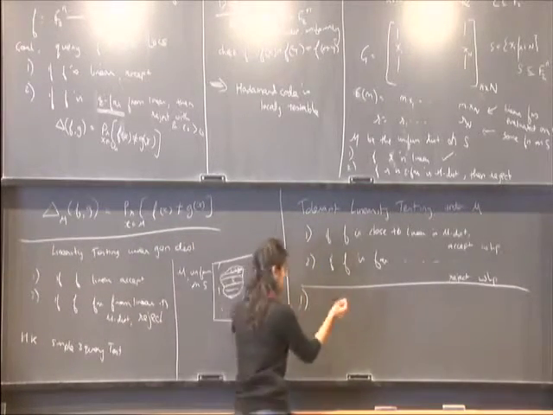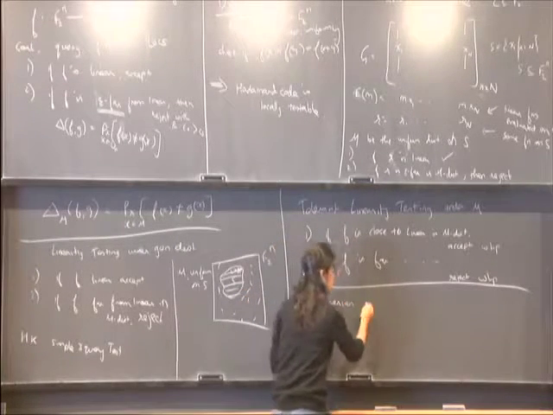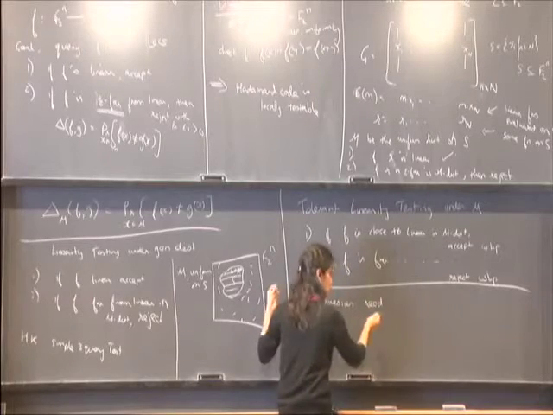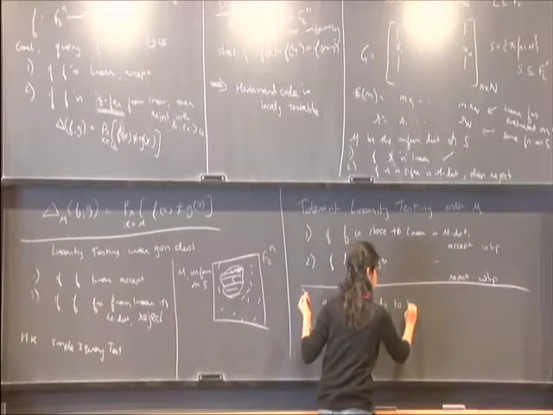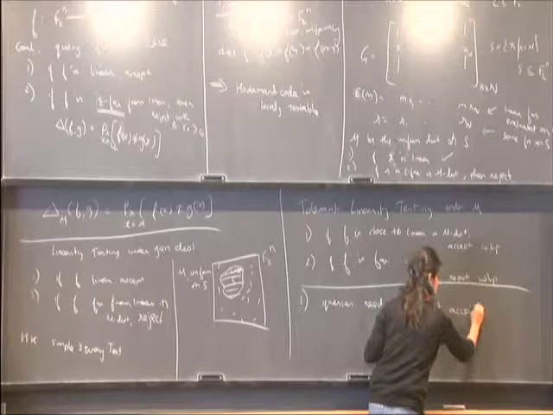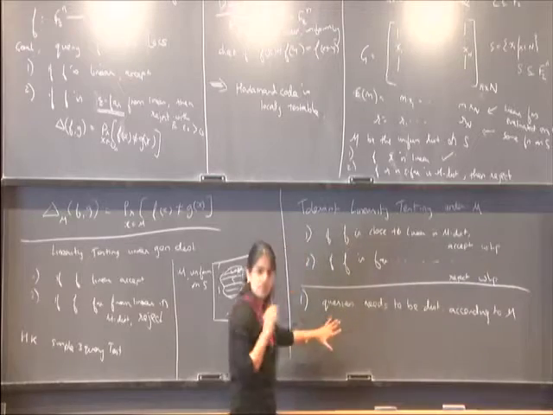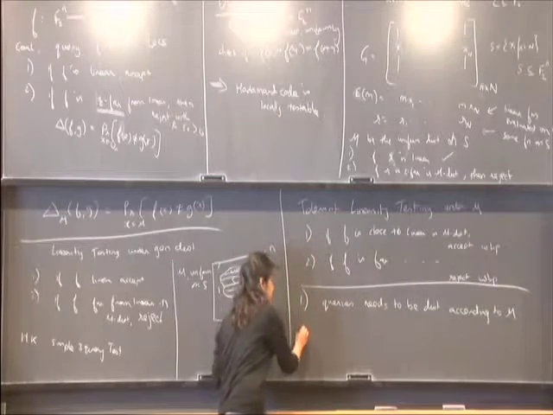So informally or nearly formally, basically what this is forcing is that each individual query needs to be distributed according to mu. Okay, so that's one requirement any such tester needs to have.